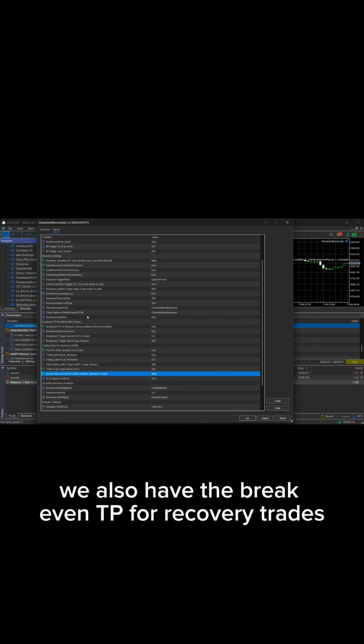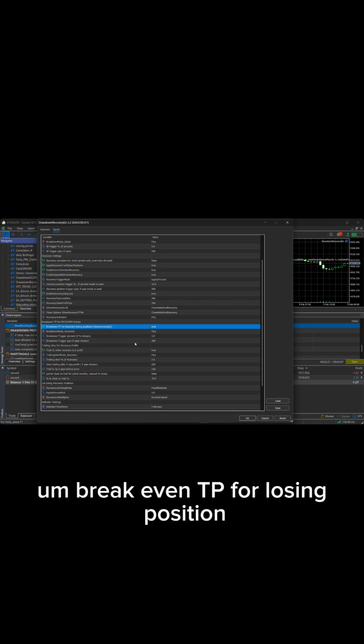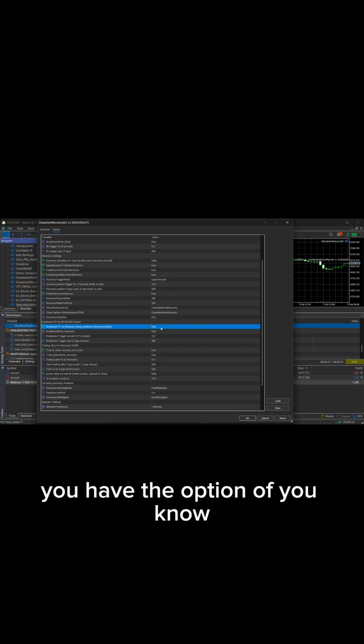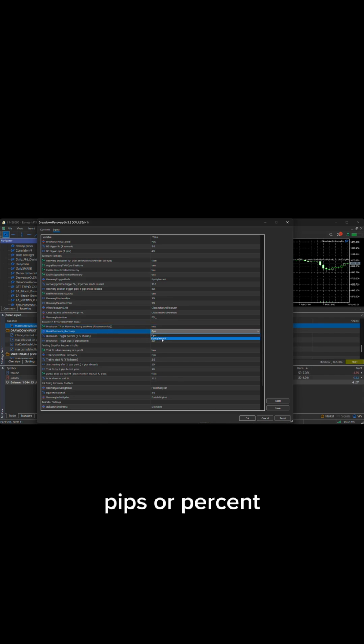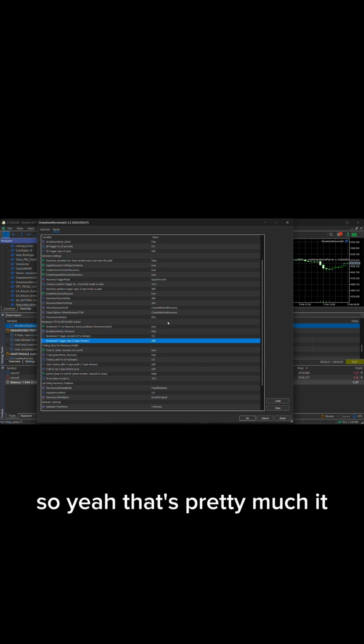We also have the break even TP for recovery trades, which I missed. Break even TP for losing position, just like the initial positions. We have the option of pips or percent. Break even trigger percent if percent is chosen, and break even pips. So yeah, that's pretty much it.